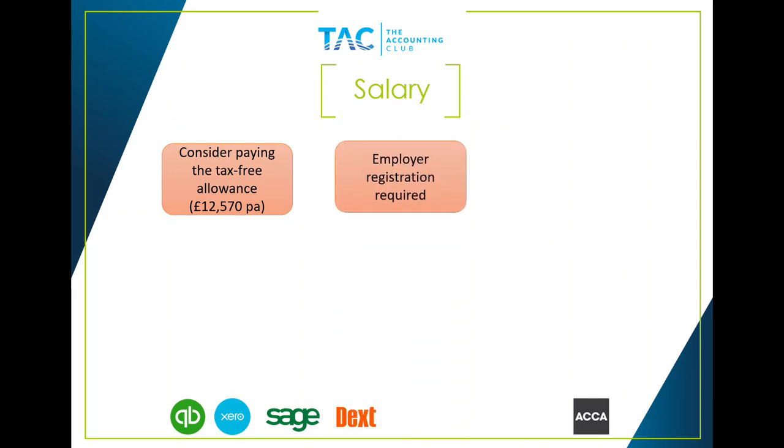To draw a salary, you would need to be registered as an employer. Now, if you're drawing a salary below £5,000 per annum, you may not have to register as an employer. But if you're taking a salary above £5,000, you will need to register as an employer, because national insurance is payable on salaries above £5,000 per annum.